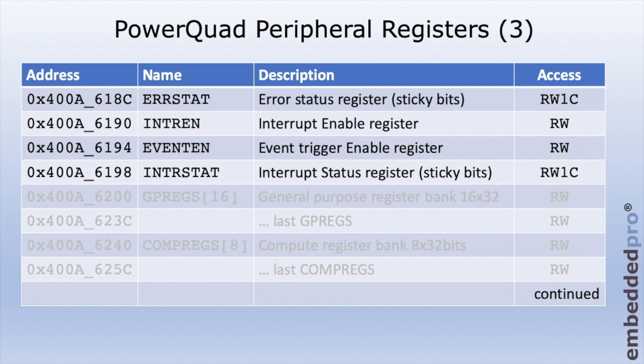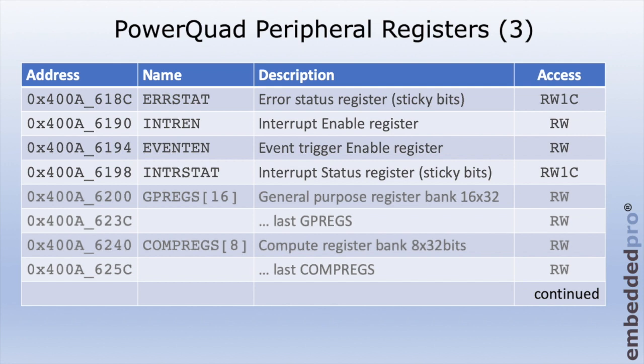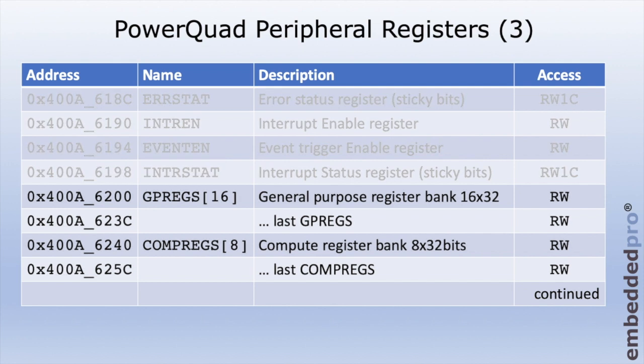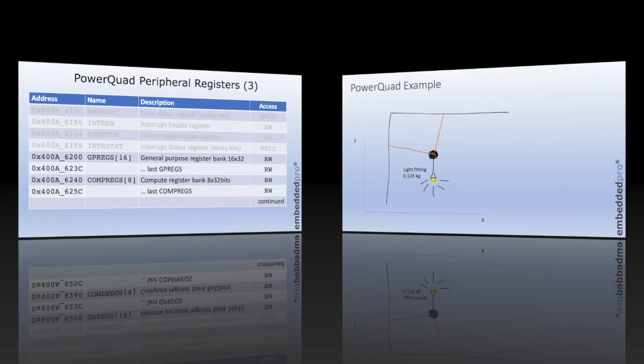Note that the error status and the interrupt status are sticky bits, and we need to write one to clear those bits. Lastly, there's a set of computing registers, the general purpose register bank and the compute register bank. There are 16 general purpose register banks and 8 compute register banks, and these are used in particular in the fast Fourier transform engine. But they're also used by the biquad engine in the coprocessor interface that we saw last week.